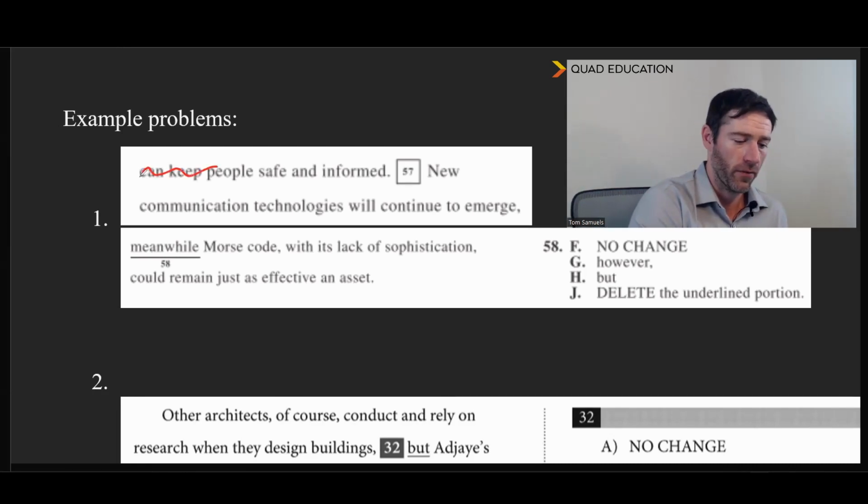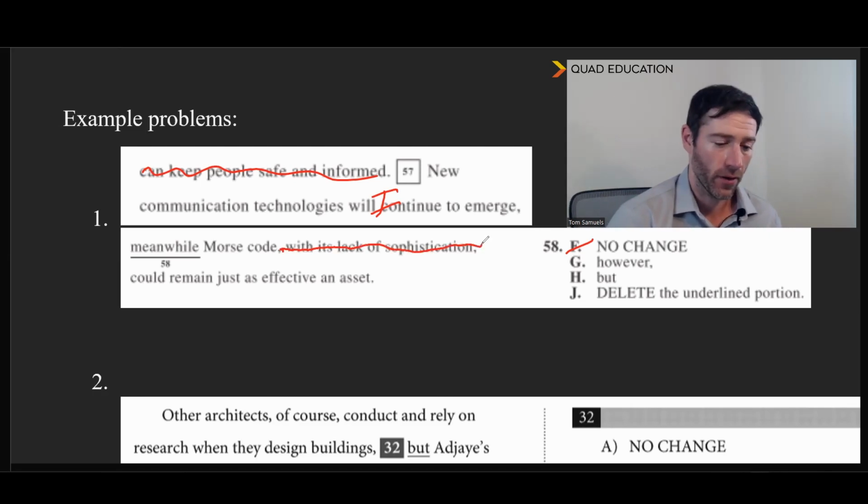So don't really worry about this end fragment here. New communication technologies will continue to emerge. Meanwhile, Morse code with its lack of sophistication could remain just as effective an asset. And meanwhile, also not a conjunction, so this is wrong because we have an independent and an independent here, and sort of to throw you off the trail, we have this interrupting appositive. And really the structure of the sentence is new communication technologies will continue to emerge, independent, and then Morse code could remain just as an effective asset.